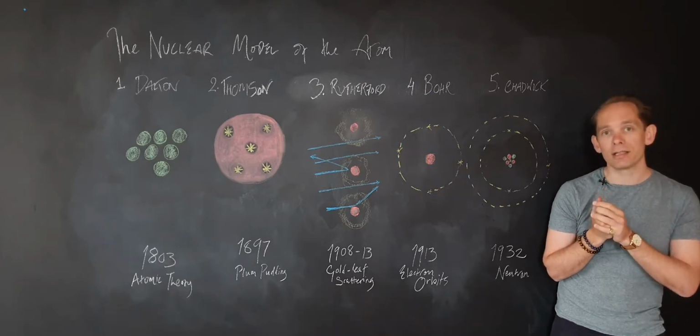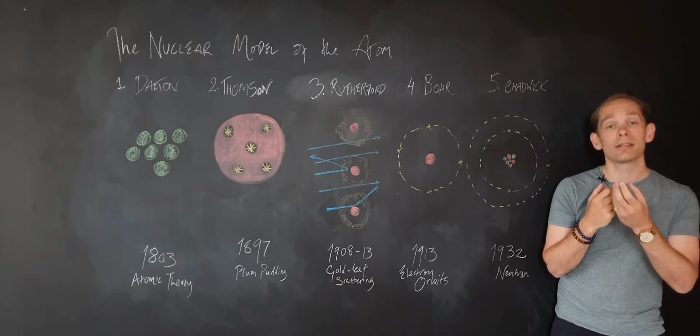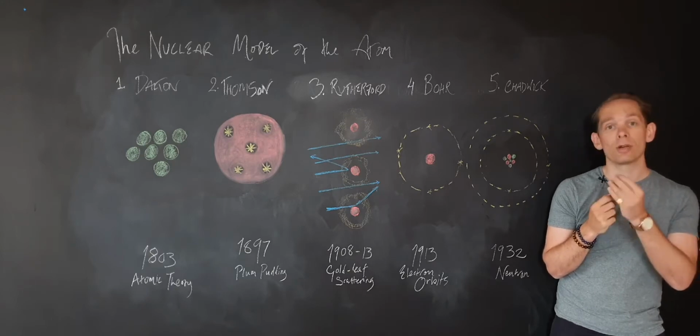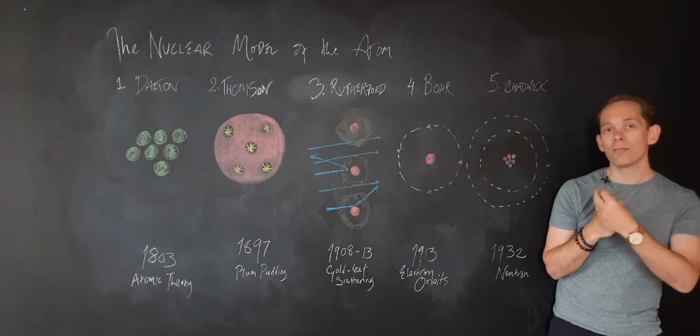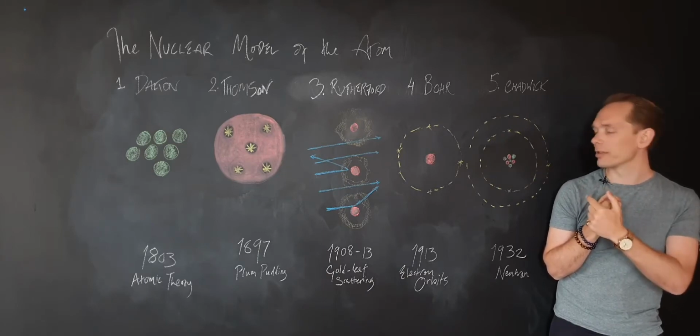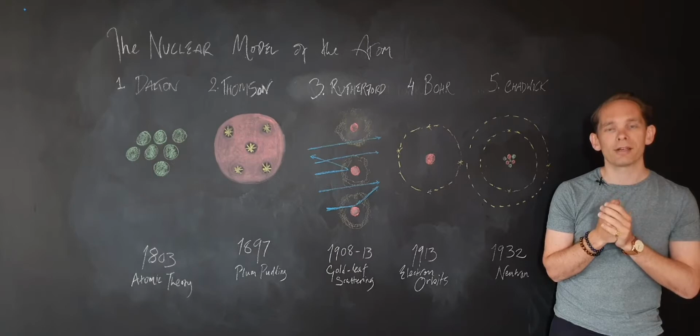And then about 20 years later, James Chadwick led the discovery of the neutrons, which were non-charged massive particles in the atom. So the modern model of the nucleus is protons and neutrons in the middle, electrons in orbits on the outside, which is where we are today.